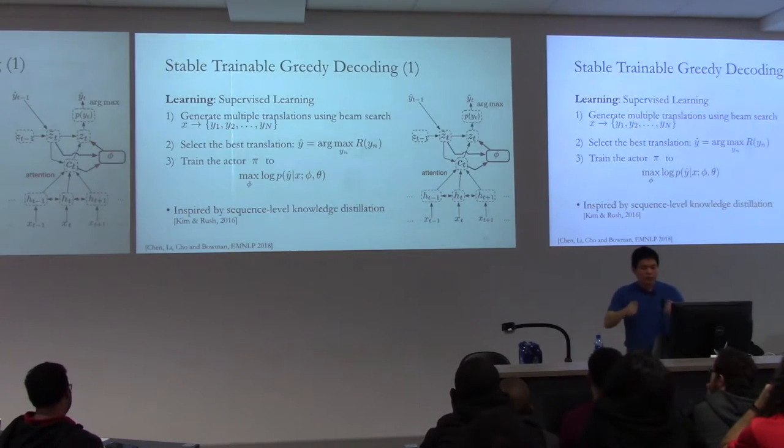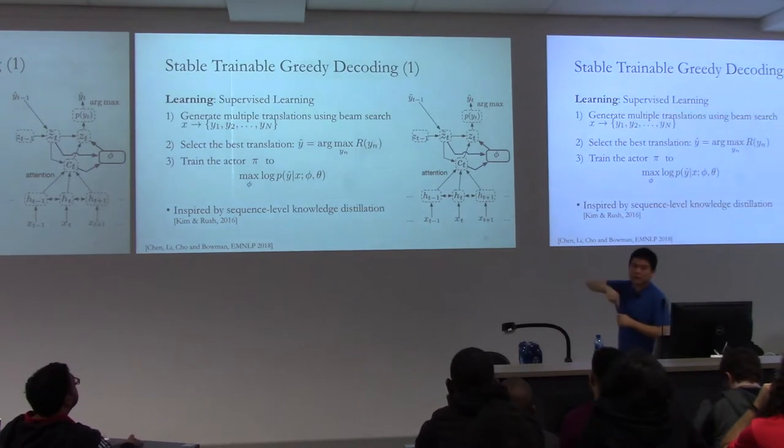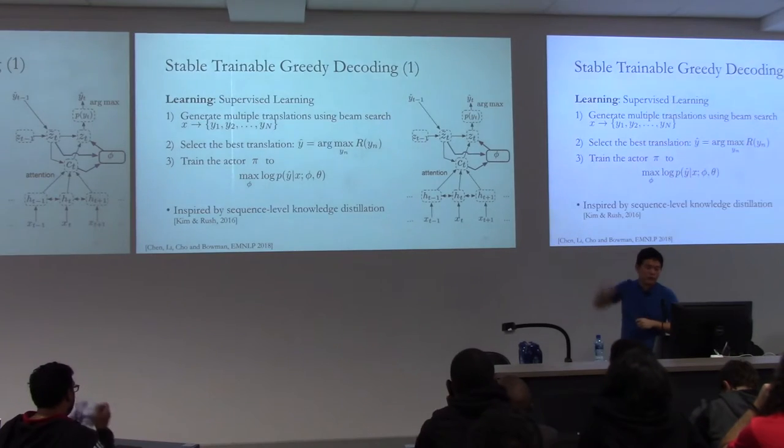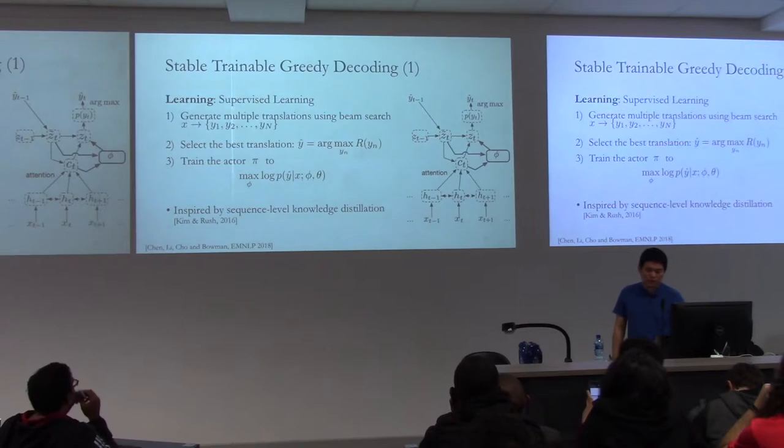So what we do is generate a lot of translations using beam search with a very large beam. Then we say, which one is the best according to our objective, and use that to reinforce the entire system, reinforce this actor or the policy, to change the behavior of the underlying system. This was inspired by sequence-level knowledge distillation.